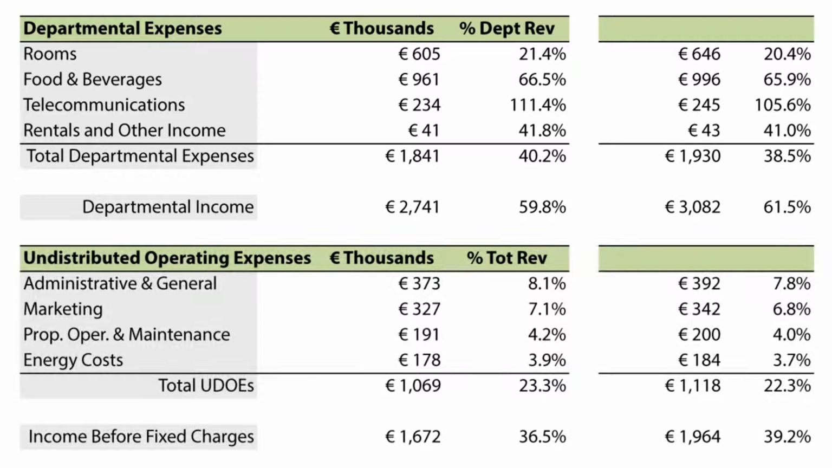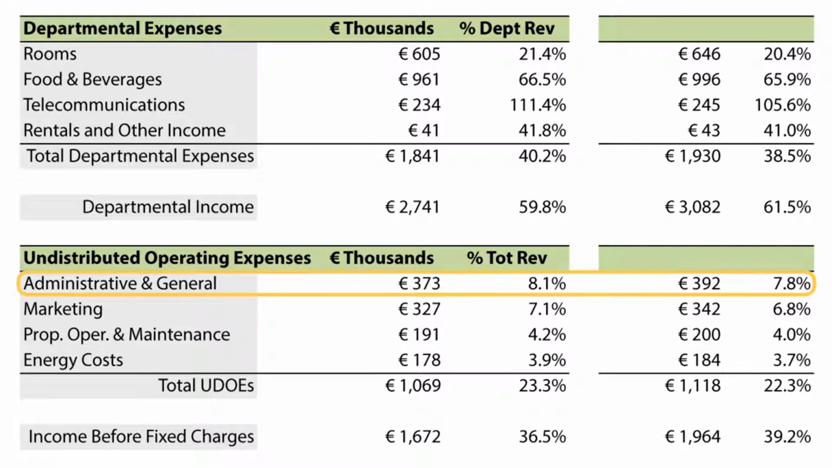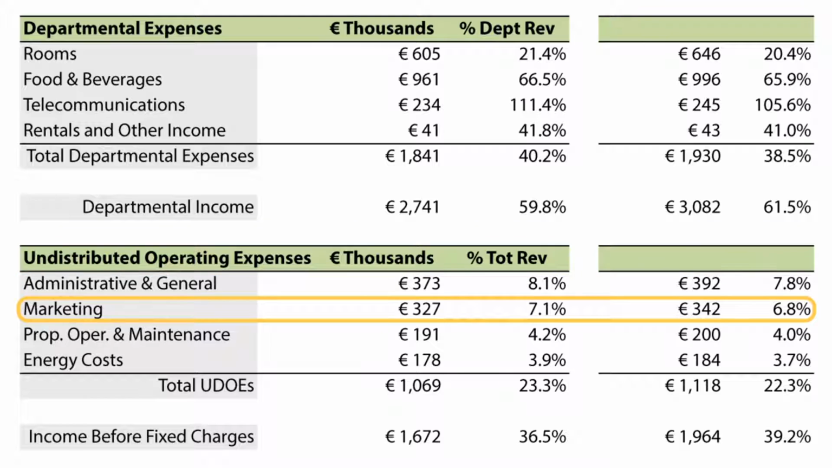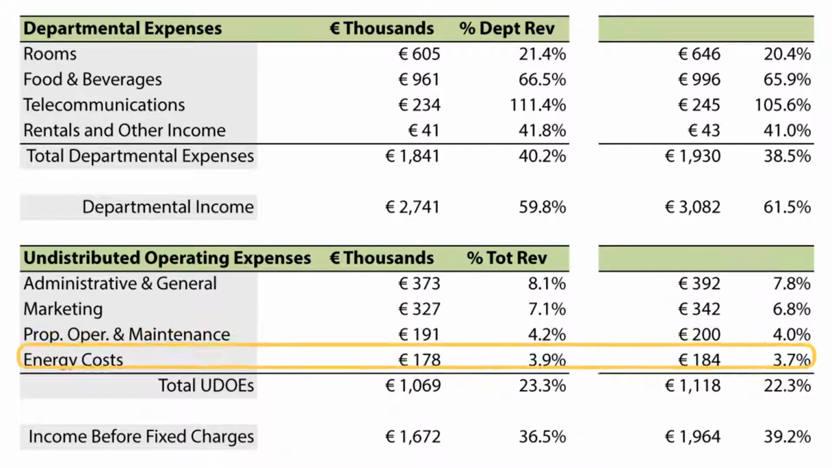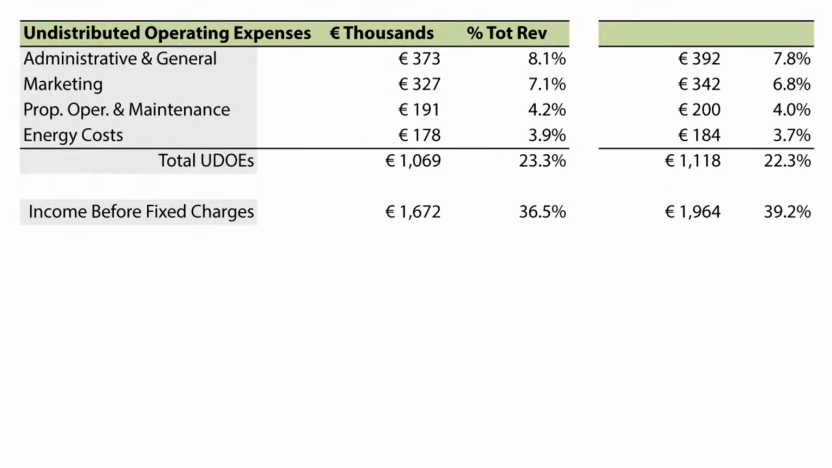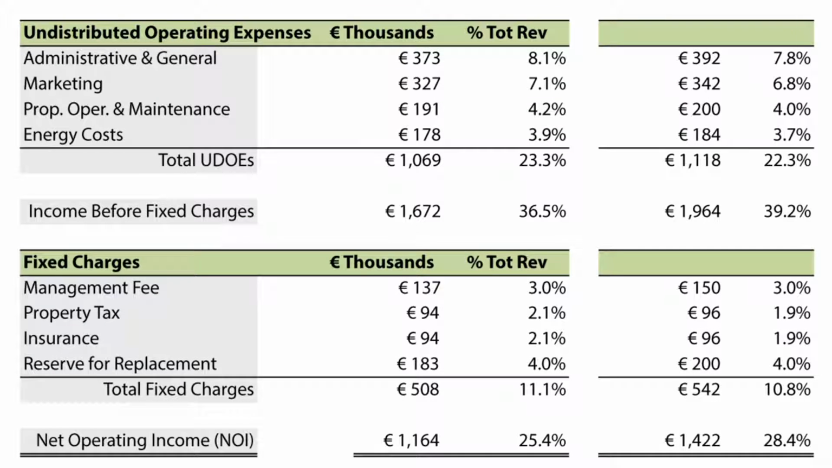Below that, we have what are known as undistributed operating expenses. This is a fancy way of saying overhead. General manager, marketing, maintenance, energy cost. These are all costs that we cannot allocate out to any individual department, but they're necessary in order to operate the hotel. At the very bottom, we have some so-called fixed charges. These are charges or expenses that we would expect to incur that are beyond the scope of the operation of the hotel.